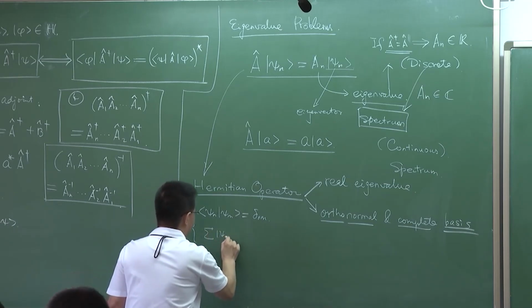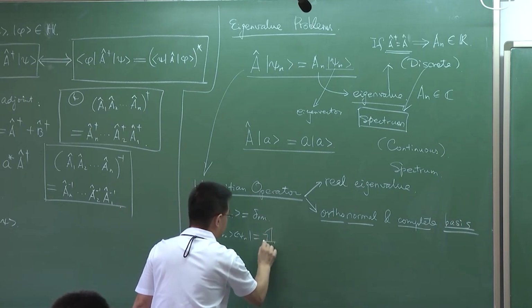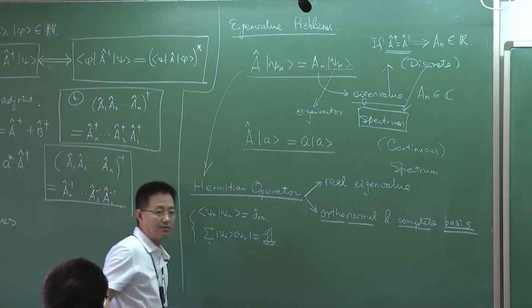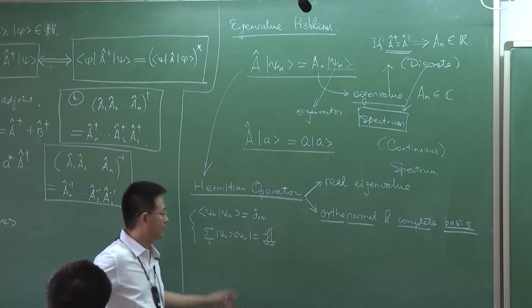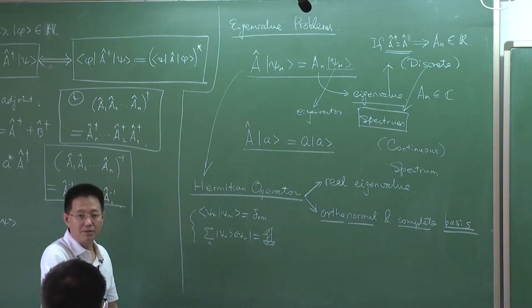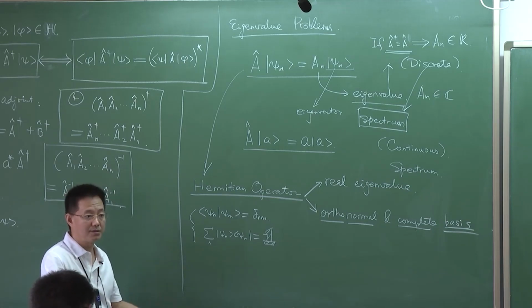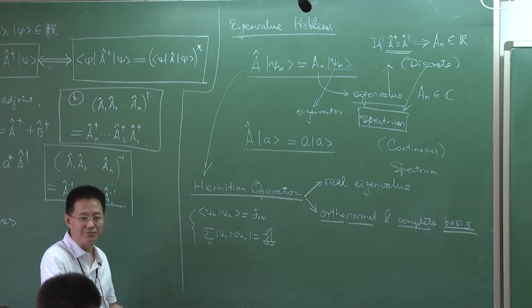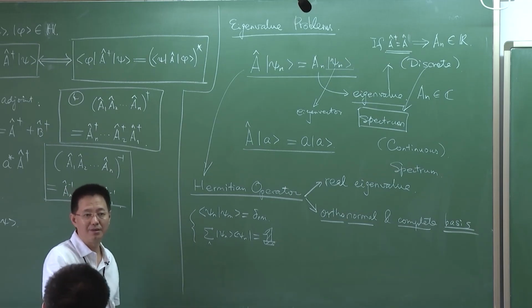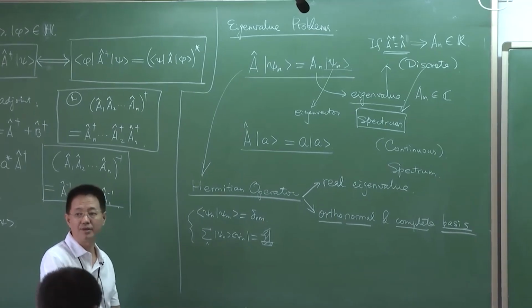And the sum of psi n psi n is equal to this identity, and that is called the resolution of the identity, and that means the condition for completeness. So that means you have an orthogonal and normalized basis, and the basis is enough for you to span the whole space in Hilbert space. Okay, I think that I have completed all of the things that I want to discuss today.